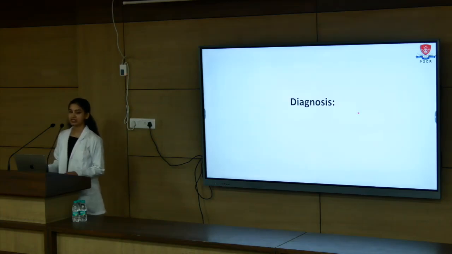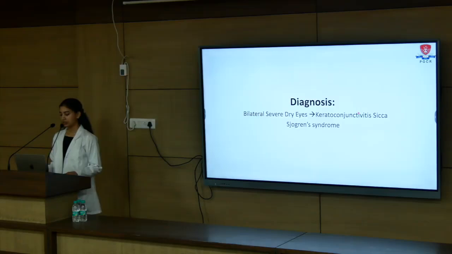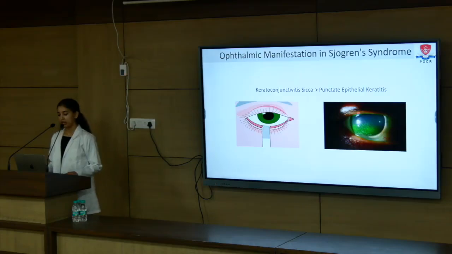So I'd like to ask the audience if they can guess the diagnosis. Severe dry eye disease. Yes, you are right. The diagnosis of severe dry eye disease in both eyes, consistent with keratoconjunctivitis sicca, was made due to the underlying Sjogren's syndrome. The ophthalmic manifestations seen in Sjogren's syndrome.